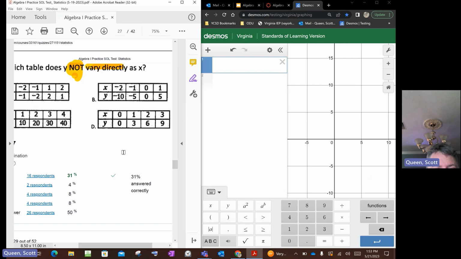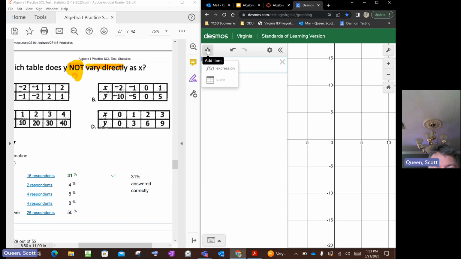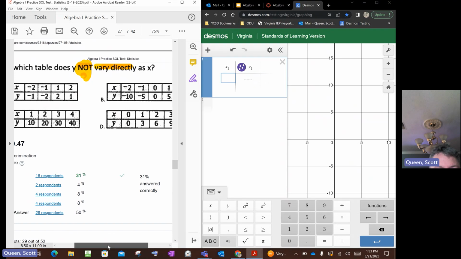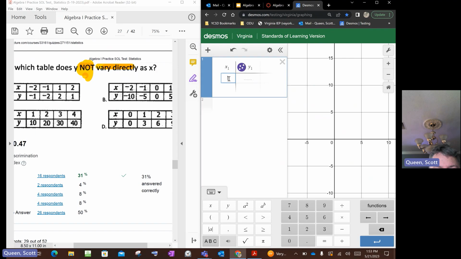Now, if you don't remember anything about variation, I see 4 tables here. What we could very easily do is start graphing tables. Remember, these are just x, y values, right? So x and y, x and y. So I'm going to start graphing. Move this over so we can see it. All right, I'm going to graph this table first. X values. All right, so we got -2 and -1. Use that tab key. It helps you navigate. I got -1 and -2. So -2, -1, -1, -2. Then I got 1 and 2. And then I got 2 and 1.